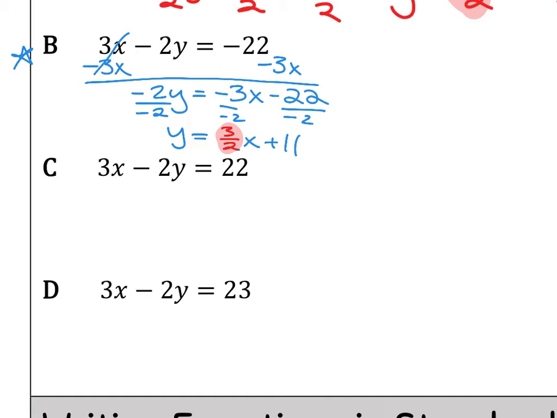Answer choice C. Let's solve that one for y. Christian, what's the first thing I'm going to do to solve for y? Negative 3x on both sides. Very cool. Okay, I've done that. Maya, what's the last step to solve for y? We want to get the y by itself, so what do we have to get rid of? Divide. All right, we're going to divide by negative 2.